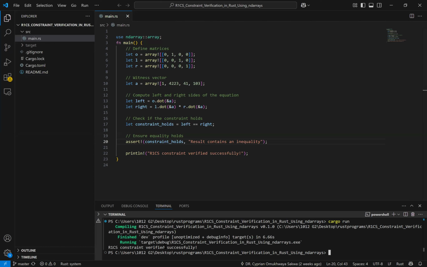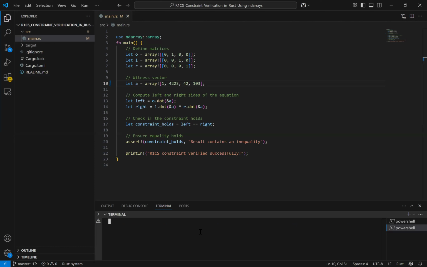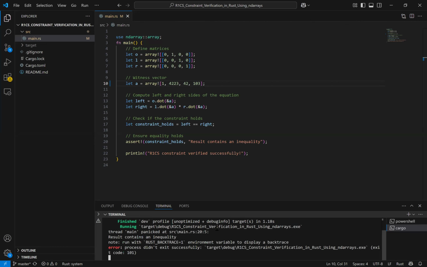Now, this tells us that the left side and the right side are correct. That means that the rank 1 constraint system has been verified successfully. So if this guy had given us a wrong witness, one of the values, let me change this 41 to 42. If he had given us one value that is wrong, this code is supposed to identify that it's wrong. So if he gives us one of the values that is wrong, this is what it gives us: the process did not exit successfully. That means one of the values is not correct.